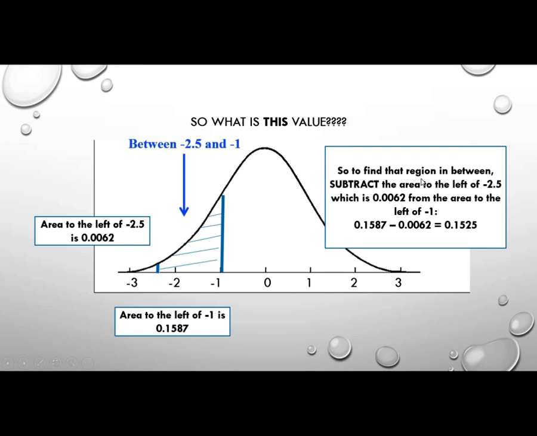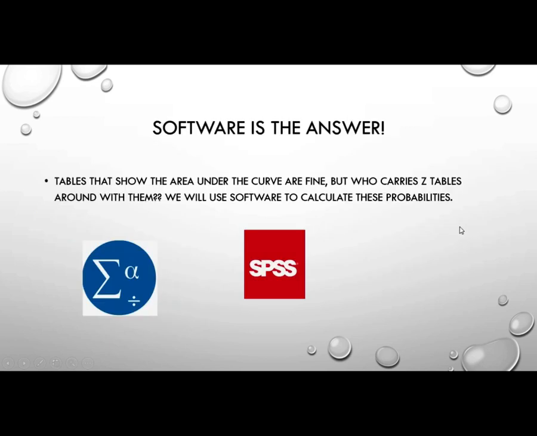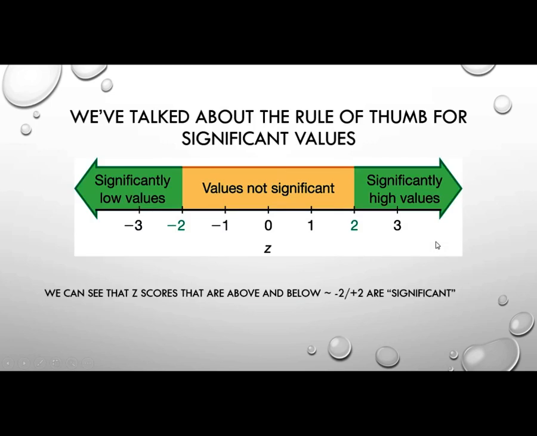To find the region in between, we subtract the area to the left of -2.5, which is 0.0062, from the area to the left of -1. So I do this calculation and I get 0.1528. We can do that till the cows come home. But eventually we're going to move into having the computer do it for us. Tables that show the area under the curve are fine, but nobody carries z-tables with them around in life. So we're going to use software to calculate these probabilities.